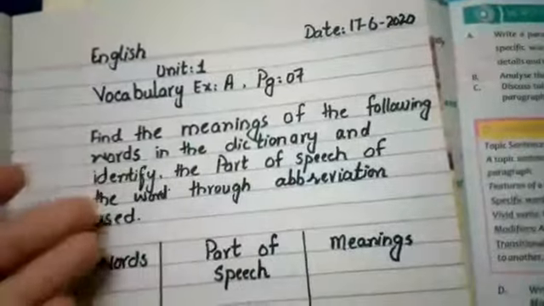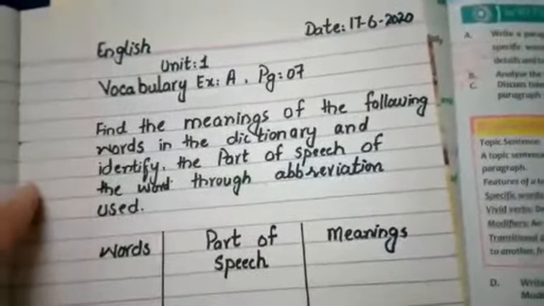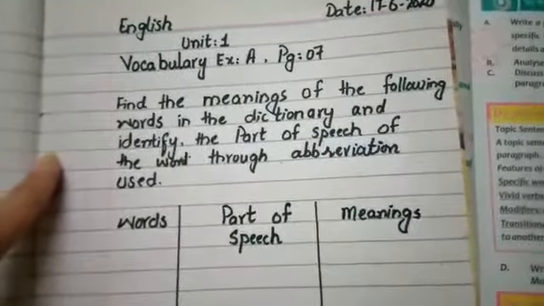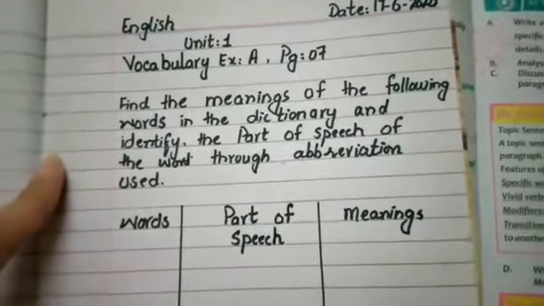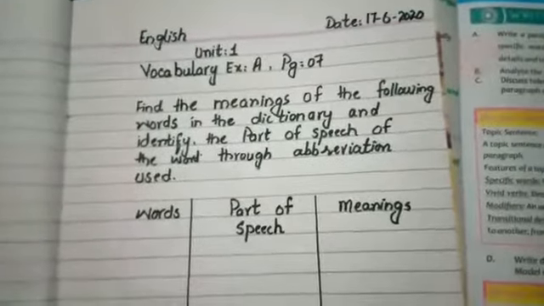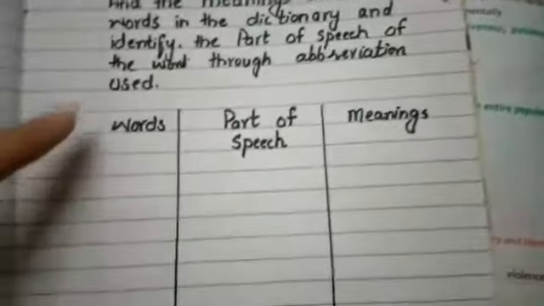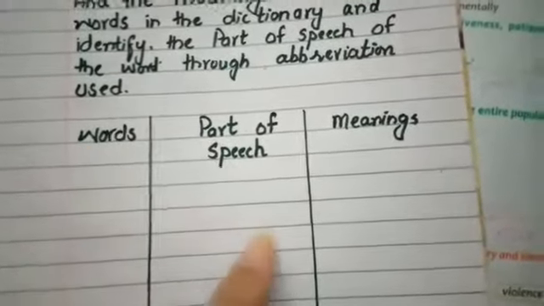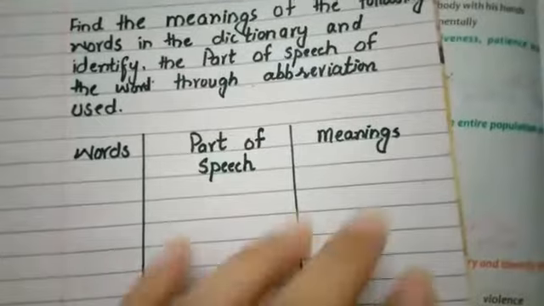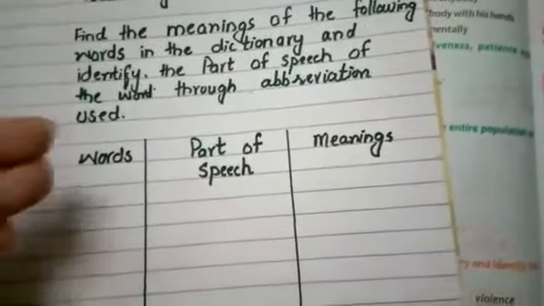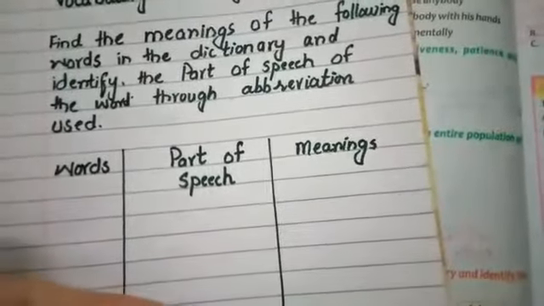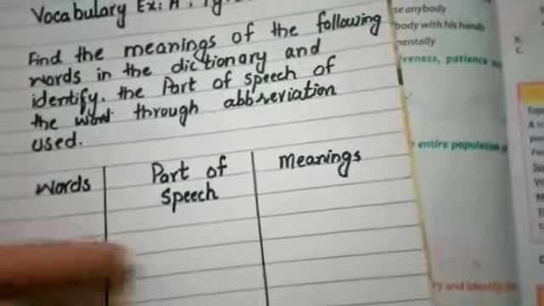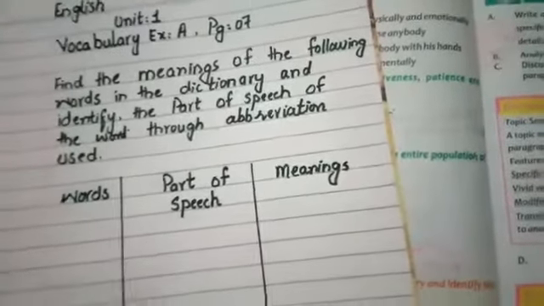Next you will be writing the question. What's the question? Find the meanings of the following words in the dictionary and identify the part of speech of the word through abbreviation used. So we have to identify which part of speech the word is, and then we have to write the meanings. This way you will be drawing lines on the page, and words, parts of speech, and meanings. There will be 3 blocks. Here you will be writing the words, here the parts of speech, which part of speech the word is, and in this block you have to write the meanings of the words.